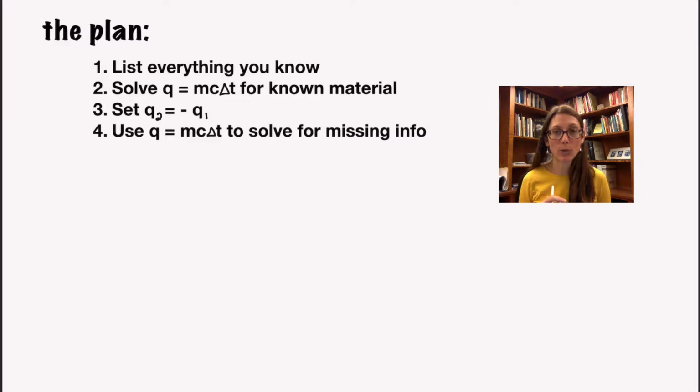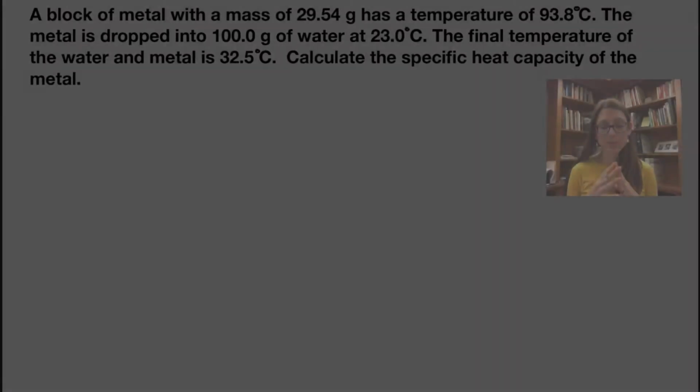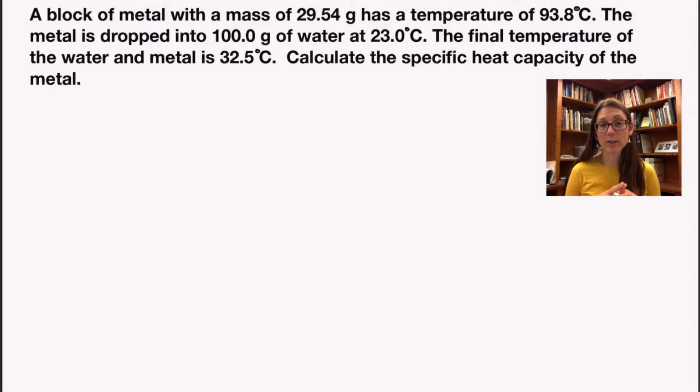And then let's go and work a problem so you can see how this actually works. In this problem, we have a block of metal. We know its mass is 29.54 grams and it has a temperature of 93.8 degrees Celsius. The metal is being dropped into 100 grams of water at 23 degrees Celsius. And the final temperature of the water and the metal is 32.5 degrees Celsius. We're going to calculate the specific heat capacity of the metal.